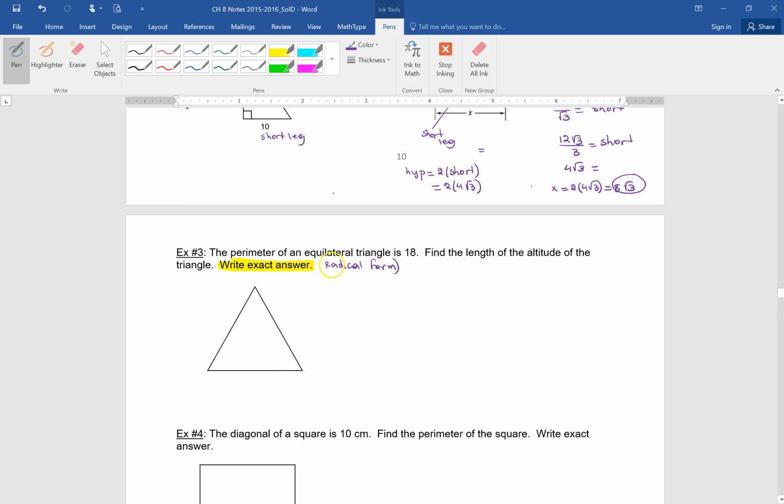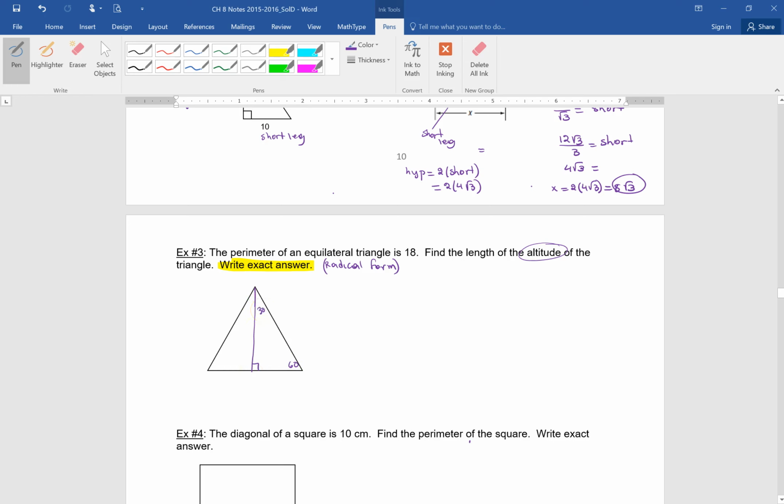Okay. All right, so find the length of the altitude. So let's first draw the altitude. Now, this is an equilateral triangle. If it's an equilateral triangle, how big is each angle? How big is each angle? 60. So this is 60. Here, this is 90 because it was the altitude. That means that's 30 degrees.